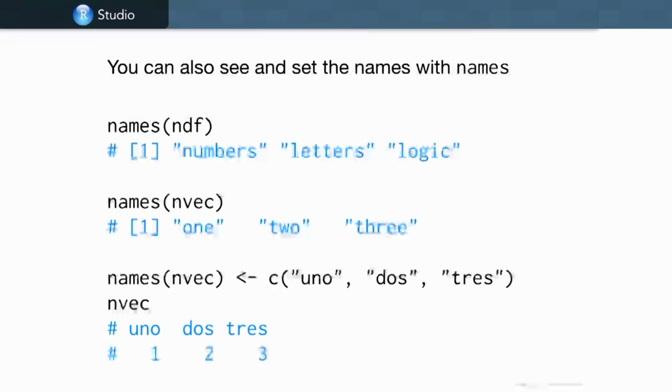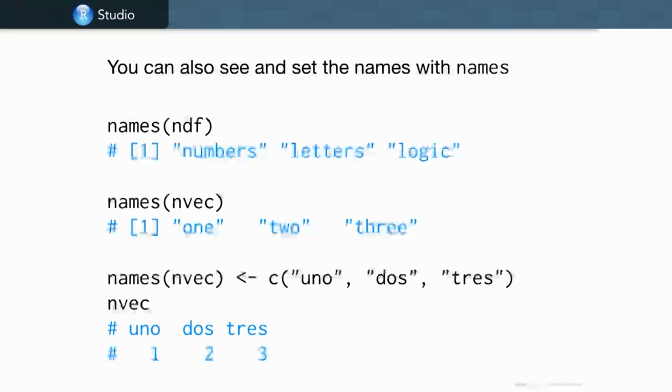Once you have an object that has names, you could explicitly pull out the names to look at them with the names function. So if you run names on an object, it will return a vector of the names as character strings for that object. So for example, the names of that NDF data frame I made on the last slide would look like this: numbers, letters, logic. And what names gives me back is a vector. So I could use that as a vector and put it into the paste function or whatever function uses vectors.